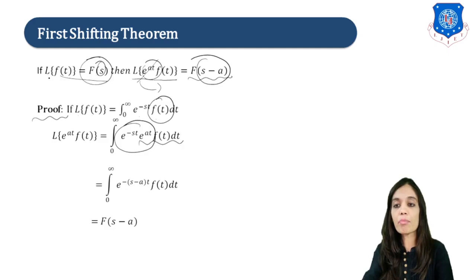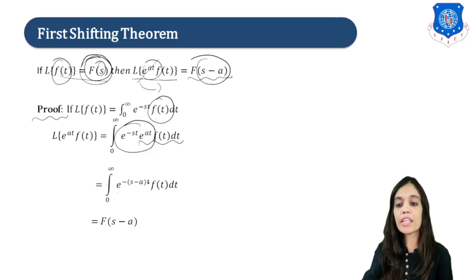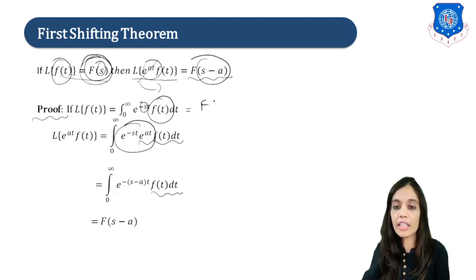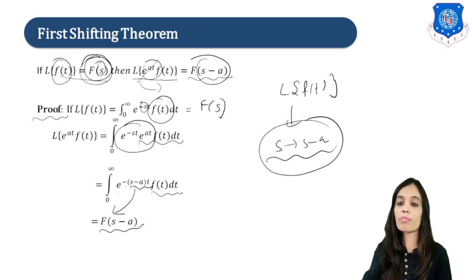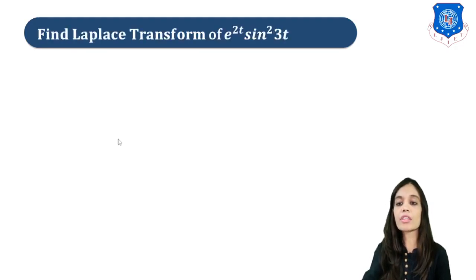Now we know that Laplace of f of t is F of s. That is, whenever we have f of t, we will write F of s. Here we have e raised to minus s minus a times t f of t dt. So if we have s, we write F of s, right? So if we have s minus a, what will we write? Capital F of s minus a. In short, after finding the Laplace of f of t, you have to replace s by s minus a, and this is our first shifting theorem. Okay, so now let us start with the examples.